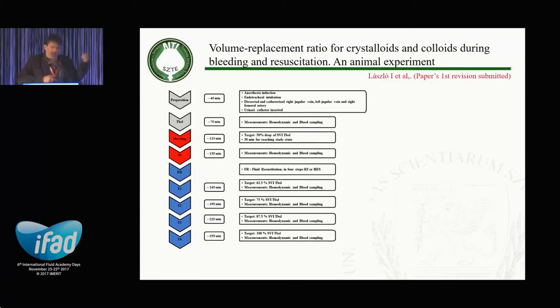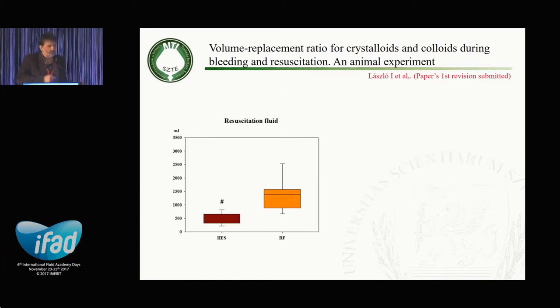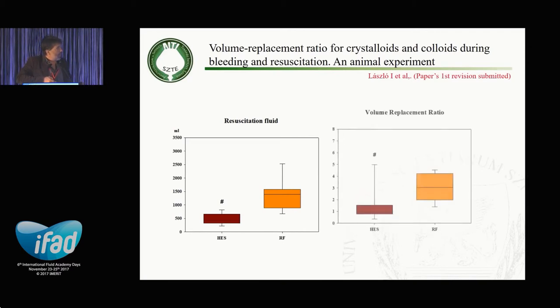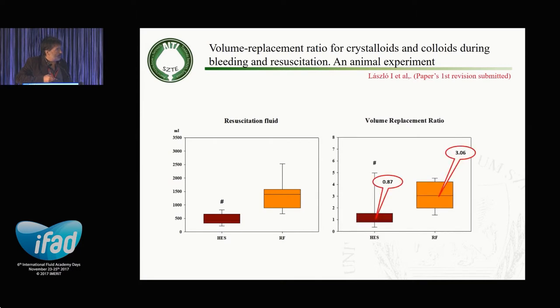Now, these trials were not designed to test the hypothesis, so we designed an animal study. We bled pigs until their stroke volume dropped by 50%, and then we resuscitated them to reach the baseline stroke volume. We randomized them into a crystalloid and a colloid group. What you can see here is that the crystalloid group received more fluid, of course, and the volume replacement ratio was exactly how Starling suggested.